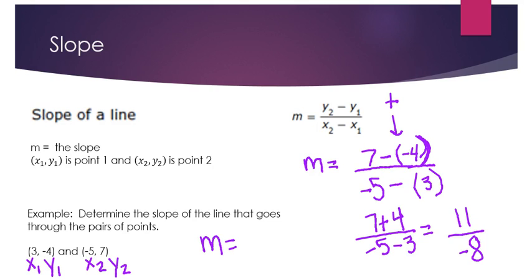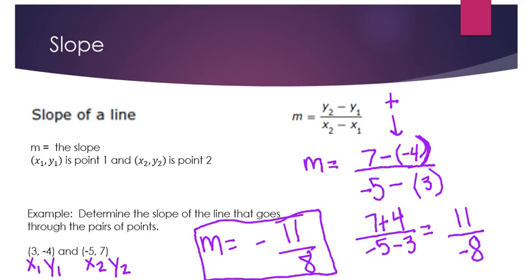So my slope is going to be, that negative sign can just go out in front of my fraction, 11/8, negative 11/8. So our graph of this particular slope would be a negative, right? It's going to be falling because it's got a negative slope.